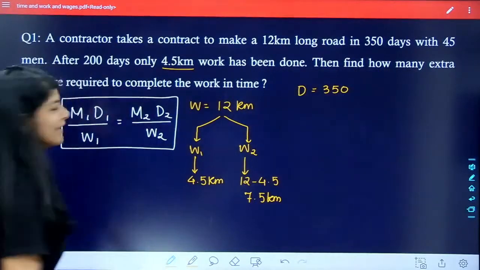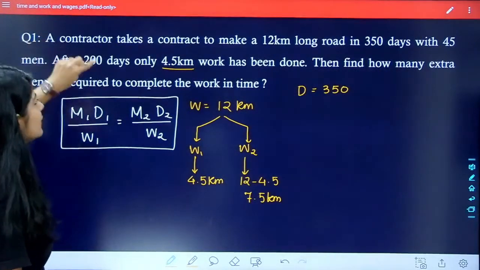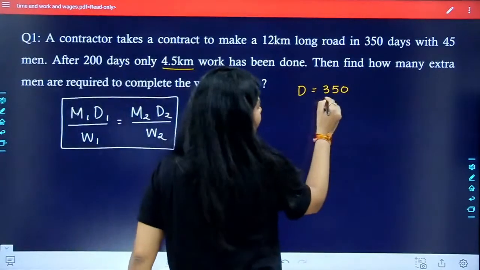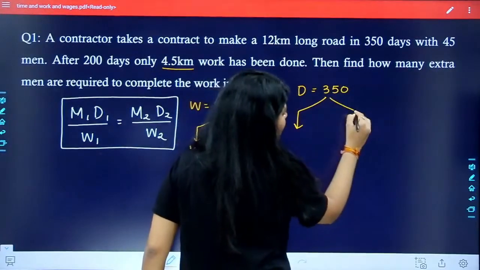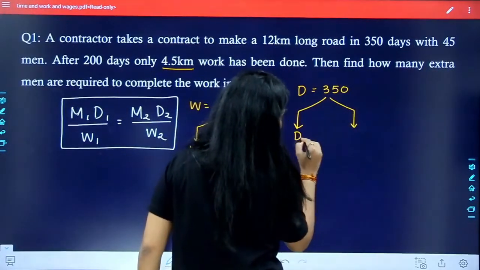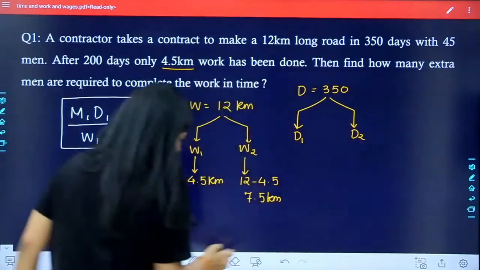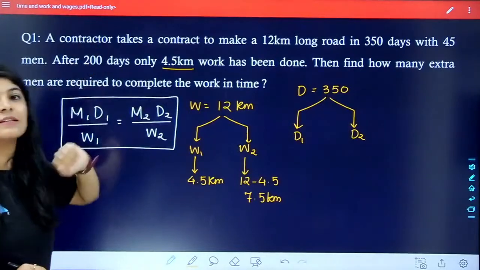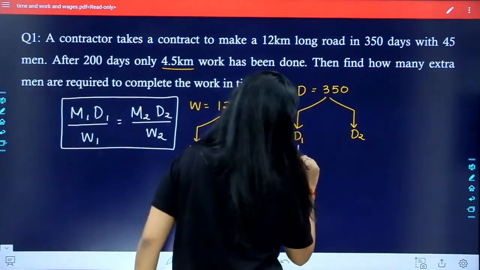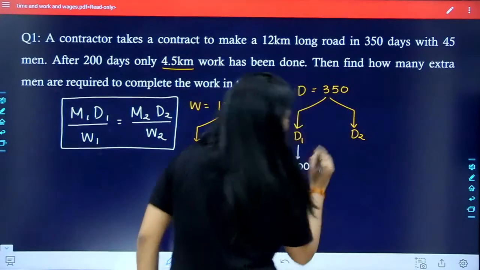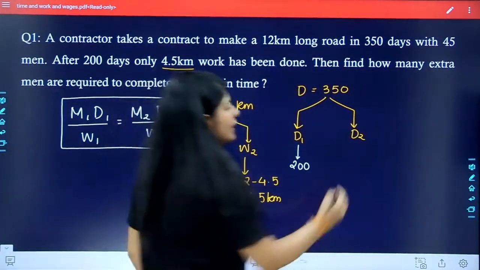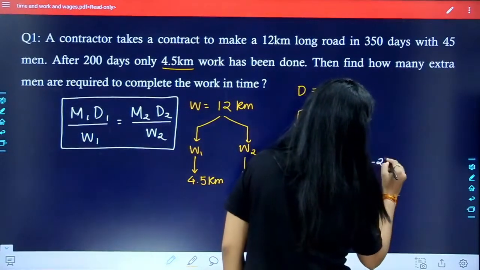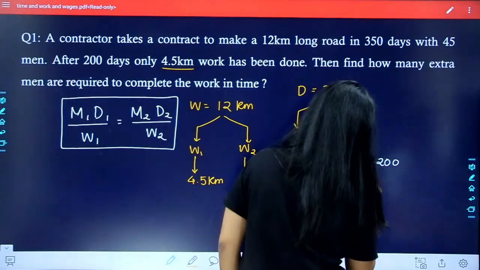Now, it is given in the question that after 200 days, only 4.5 kilometer work has been done. So again, we have to divide this value in two parts as D1 and D2. And here the data regarding 200 days is given. So the value of D1 is equals to 200. And if we want to calculate the value of D2, what we can do? We just simply subtract 200 from 350 and I'll get my answer as 150.